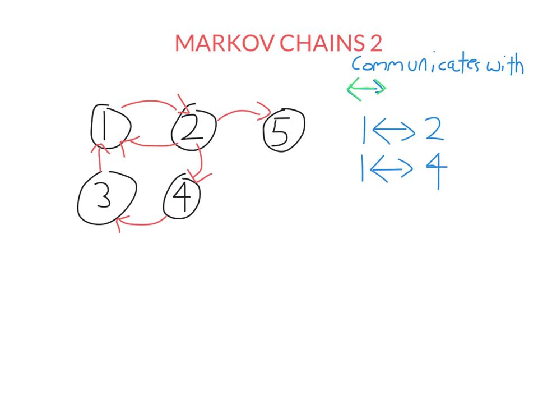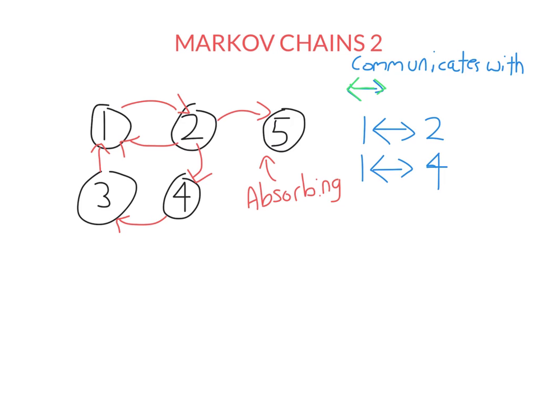Now it turns out that 5 doesn't communicate. So 5 is what we call an absorbing state. We saw them in the previous lesson. So that's a state in which if you go to it, you stay there forever. So 5 actually doesn't communicate with any of the other states, because if you're in state 5, you can't get to any of those other states. So 1, 2, 3, and 4 all communicate with each other, but 5 doesn't communicate with them at all.